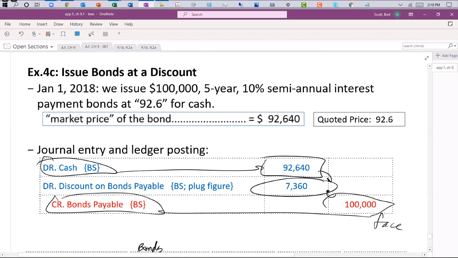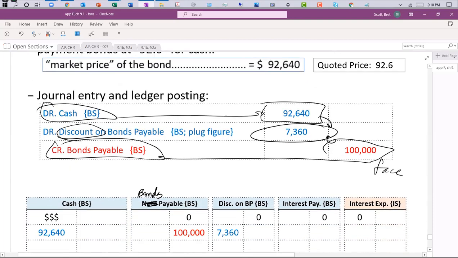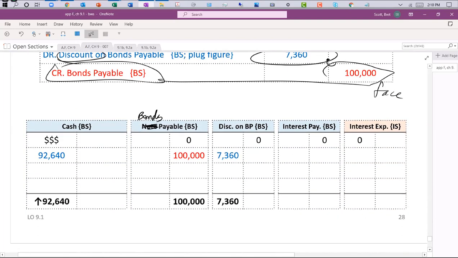What do we call that? In this case, because I didn't get the full amount I wanted, we call that a discount. We had to discount our bonds payable to an amount that was more appealing to the investors. So in the T account, there it is. There's the credit. You can see here, we would net those two to determine the carrying value. The carrying value at this point in time is just the 92,640.